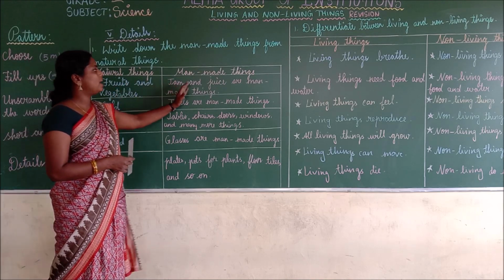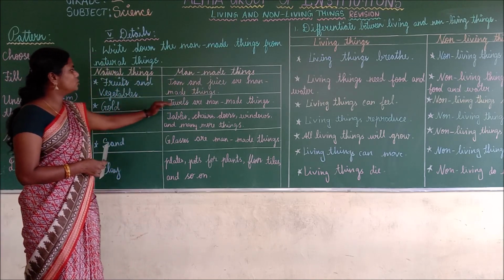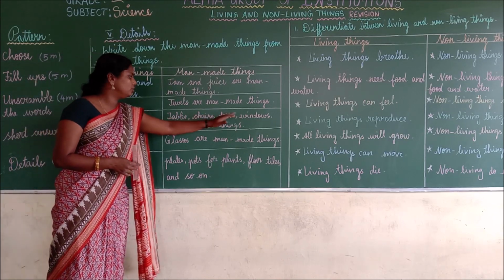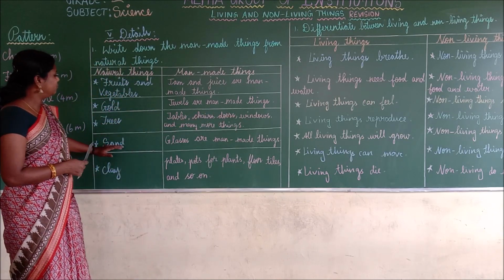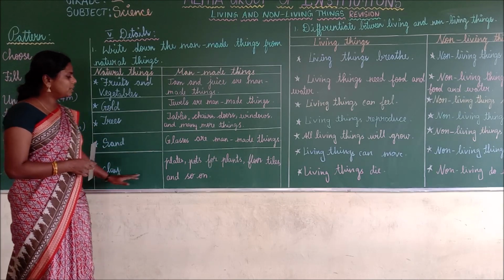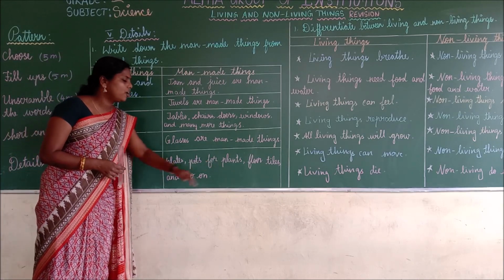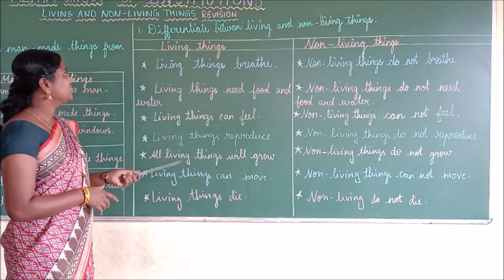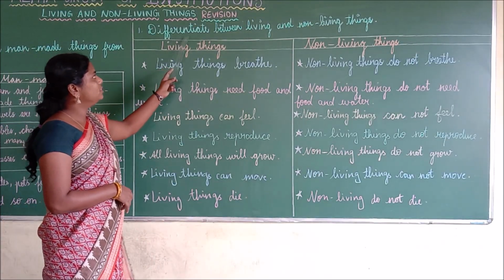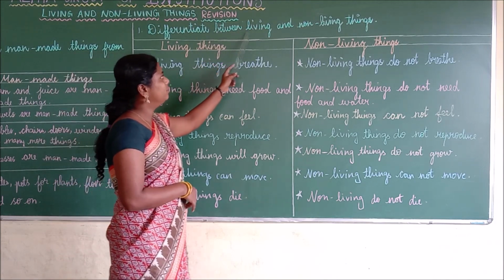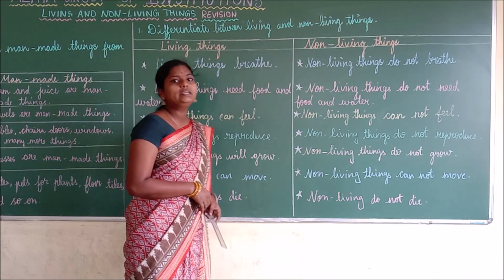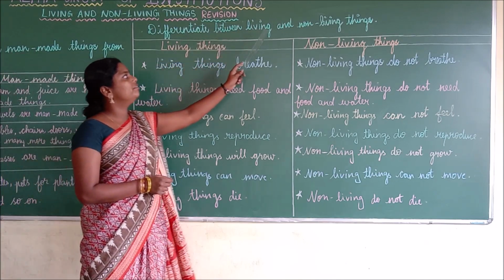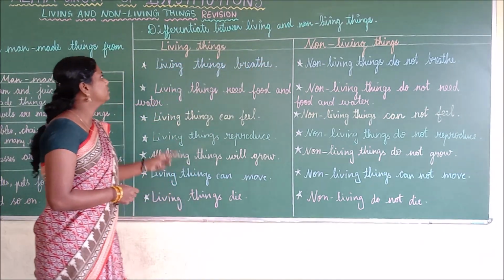From fruits, jam and juice. From gold, jewels. From trees, tables, chairs, doors, windows and so many things. From sand, glasses. From clay, plates, pots for plants and tiles. Your next question, differentiate between living and non-living things.